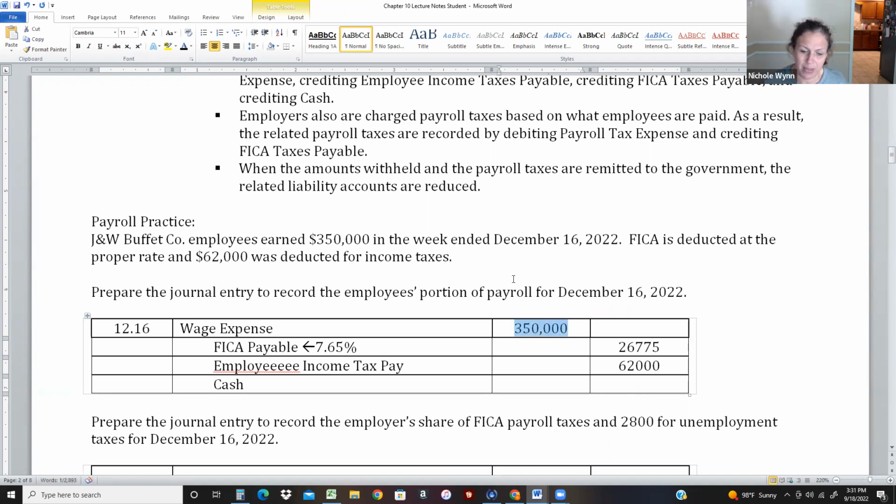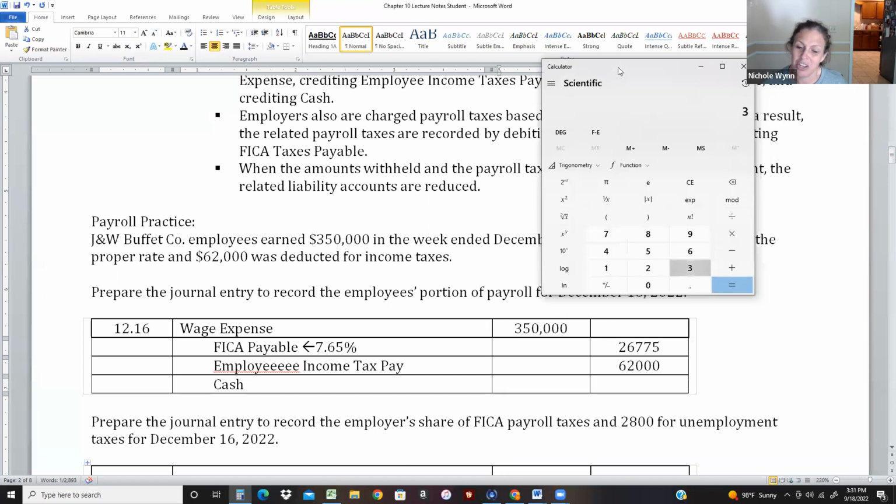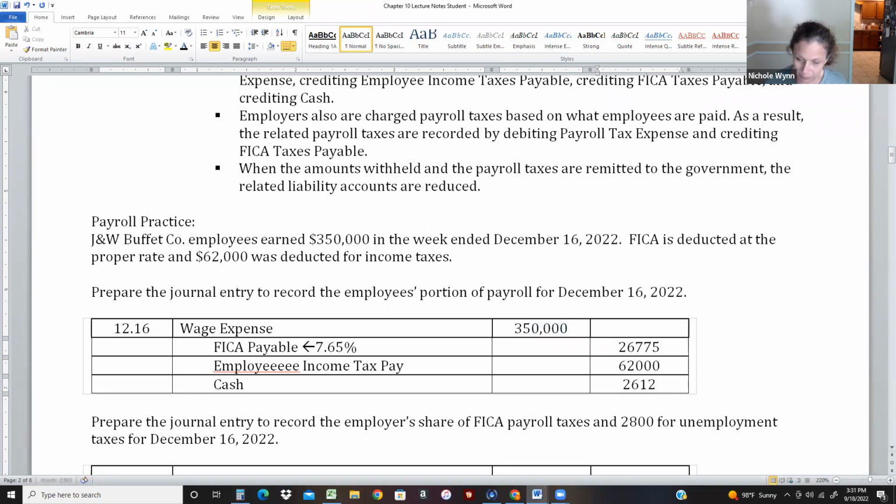Our employees thought they were going to get $350,000, but we withheld taxes. So instead of giving them $350,000, we're going to reduce it by $26,775 and reduce it by $62,000. And we're only going to give them $261,225. Big difference. So our employees see this, but we have to give this money to the IRS and we have to give this money to the Social Security Administration. So those employees are really costing us $350,000. They're just not getting all $350,000 right now.